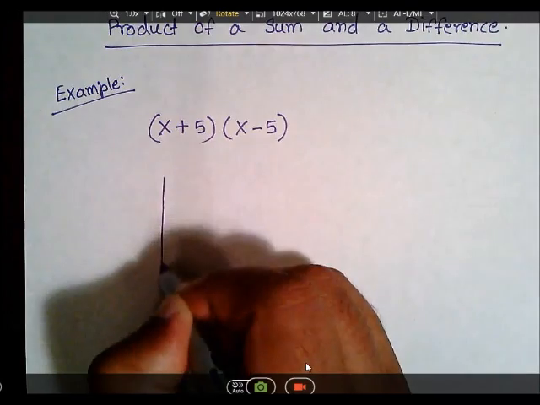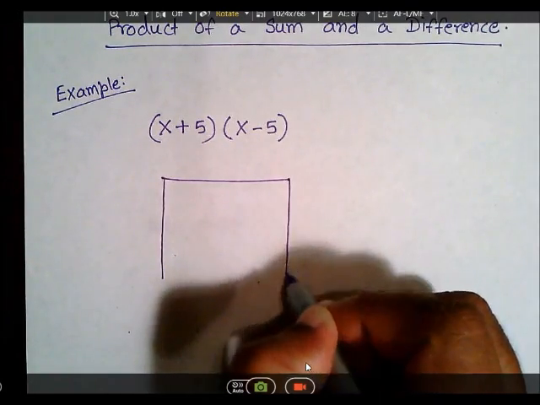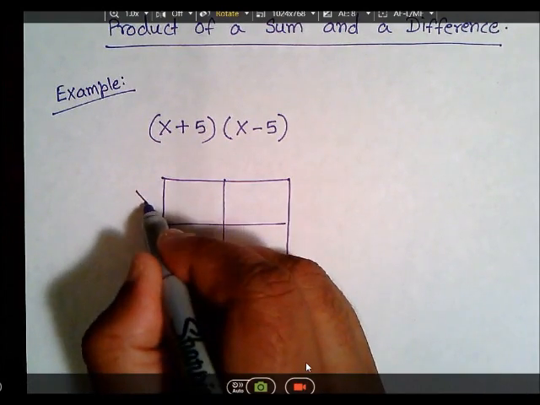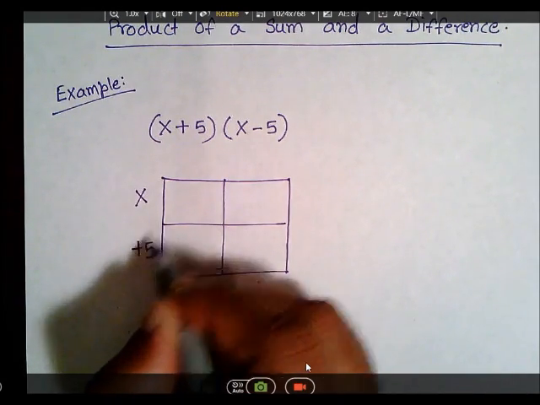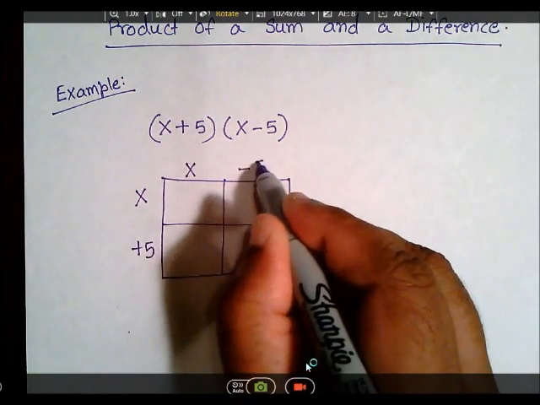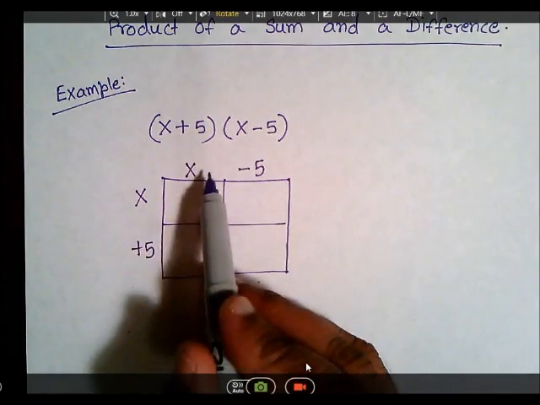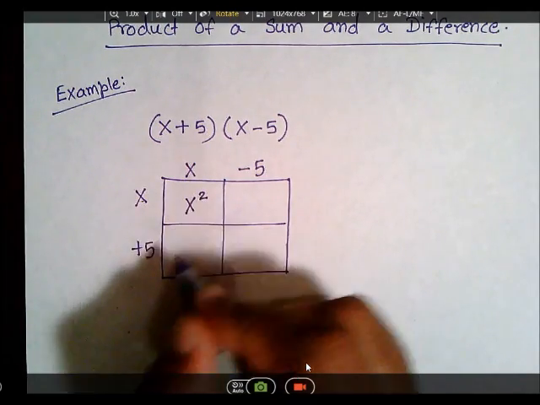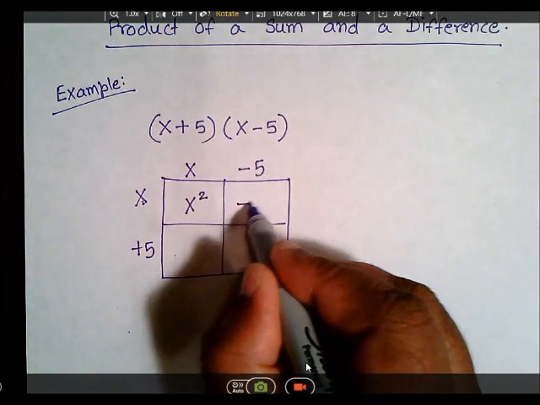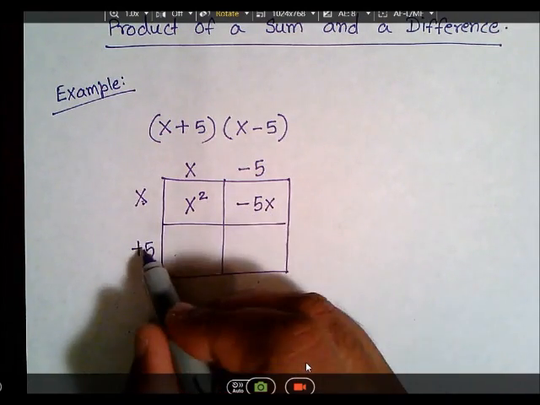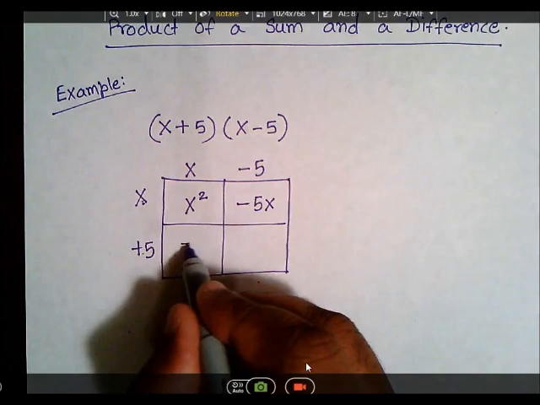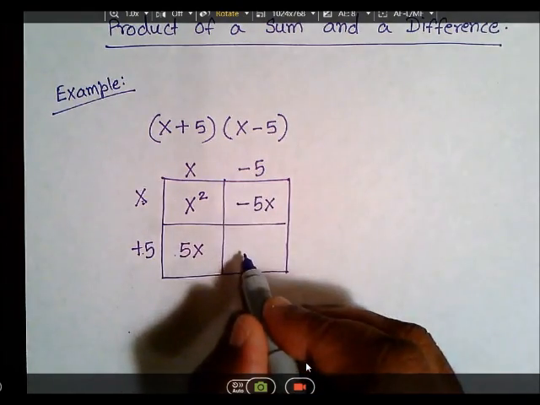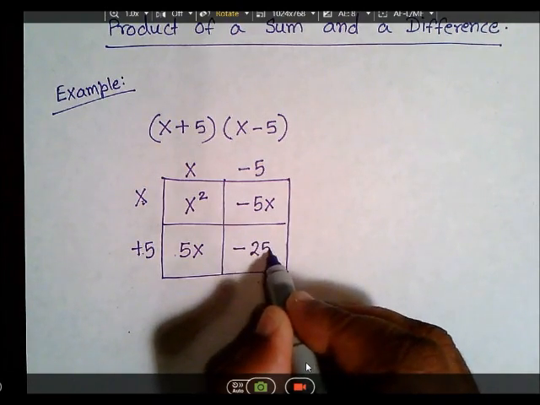So I'm going to use my table method, which is my favorite. So this is x plus 5. This is x minus 5. So this is one binomial and I have the other binomial. x times x is x squared and x times negative 5 is negative 5x. Positive 5 times x is positive 5x. And positive 5 times negative 5 is going to give me a negative 25.